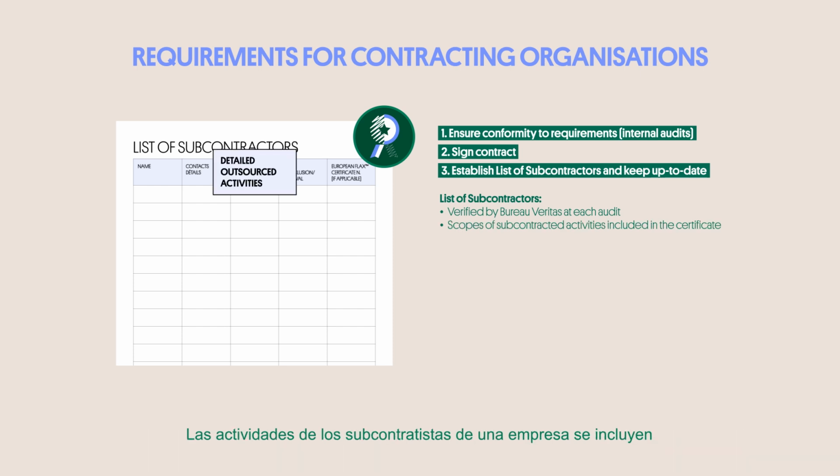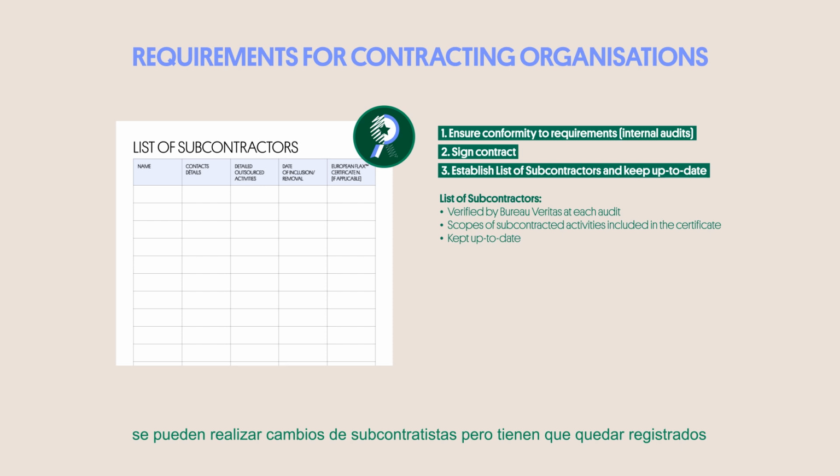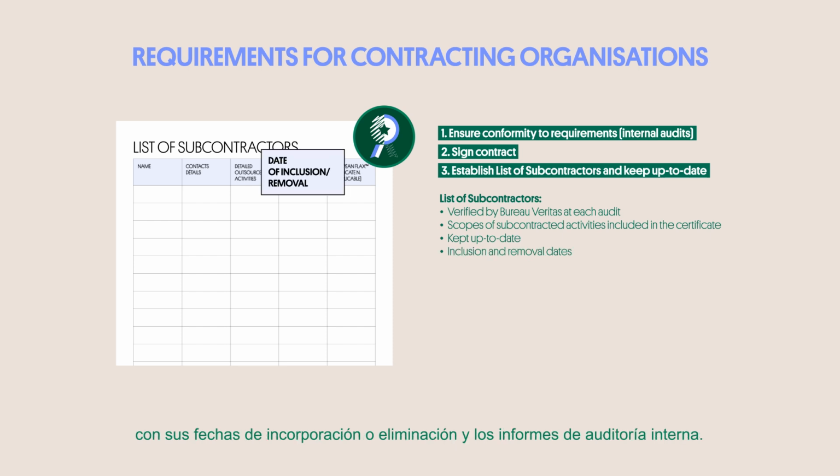The activities of a company's subcontractors shall be included in their certification scope, but subcontractors themselves are not. The list must be kept up to date over time. Changes of subcontractors are allowed, but must be recorded with addition or removal dates and internal audit reports.